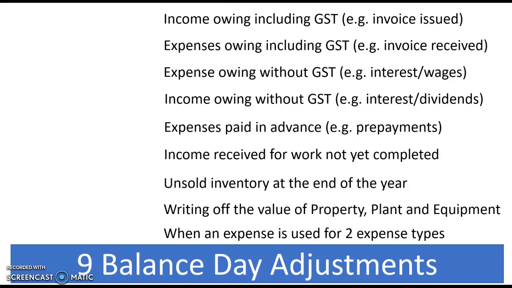The first one is income owing including GST. Because it's including GST, it's going to be accounts. So that's going to be accounts what? Receivable. Good. Second one, expenses owing including GST. Again, accounts, not accounts receivable, but accounts payable. Very good. Good one because it's an expense owing without GST. Without means accrued, so there's going to be called accrued.